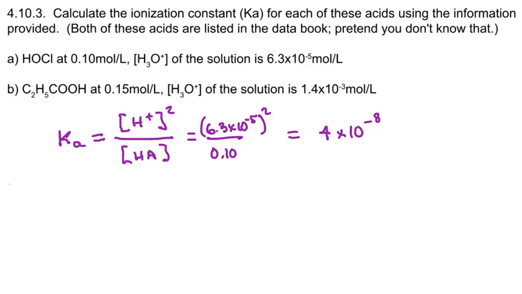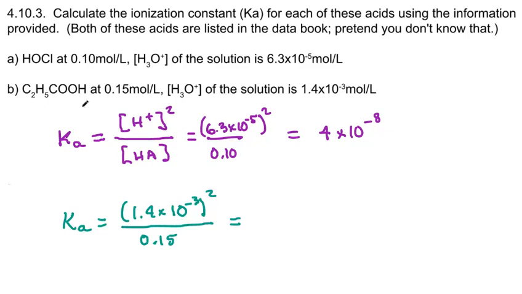But that's my calculation. And for B, same thing is happening. The hydrogen concentration is 1.4 times 10 to the minus 3. Don't forget to square it. And the original acid was 0.15. This is not the most common thing that we'll do with this formula, but they're starting us with the basic version, I guess, which is fine. Divided by 0.15, and I get 1.3 times 10 to the minus 5 for the acid constant.